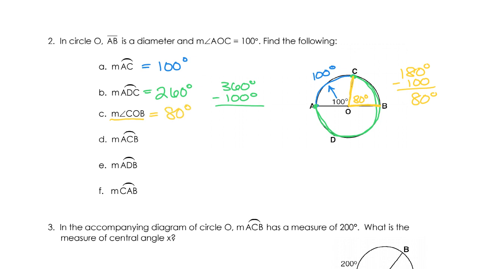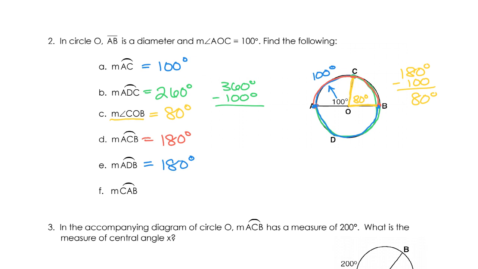Next one up is arc ACB. So A in the direction of C and keep going to B. That's half my circle, and that's 180 degrees. Next is arc ADB. So from A, travel to D, stop at B. That is half the circle, which is also 180 degrees.